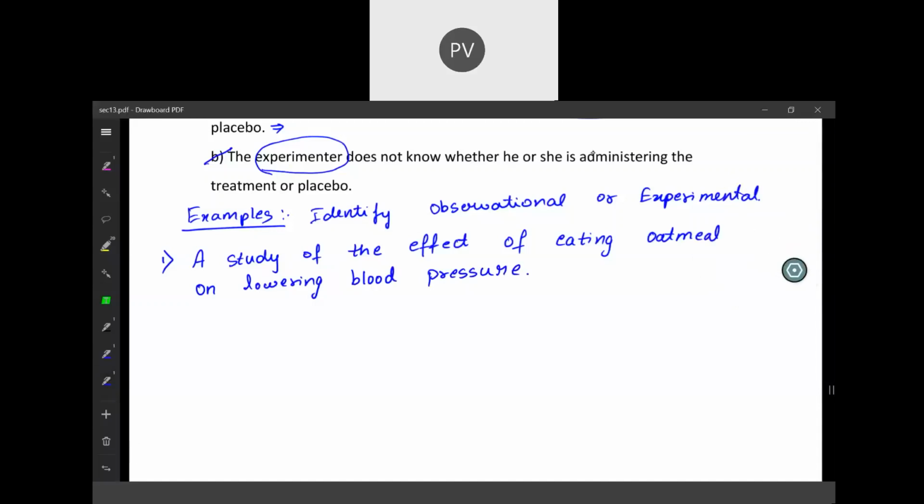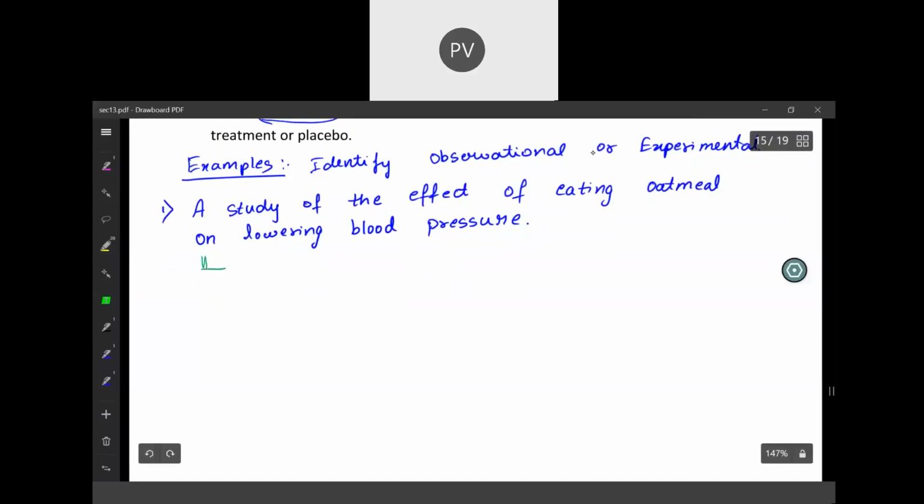So here it is a study where it is experimenting on the people that if you eat oatmeal, it reduces the blood pressure. Okay, so this is definitely an experiment study. So you are experimenting something and you are recording the behavior of that experiment. So this is an experiment study.